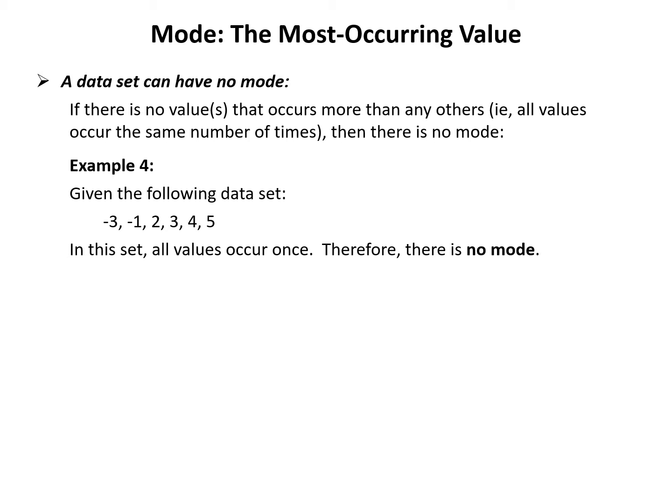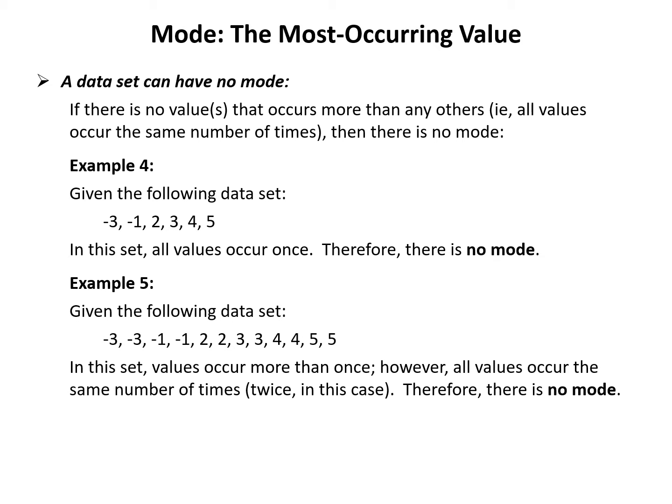Another feature of the mode is that a data set can have no mode. If there is no value or values that occurs more than any others, in other words, if all values occur the same number of times, then there is no mode. In example 4, we have a data set of numbers listed here again in increasing order, and we can see upon inspection that all the values occur just once. So therefore, this data set has no mode.